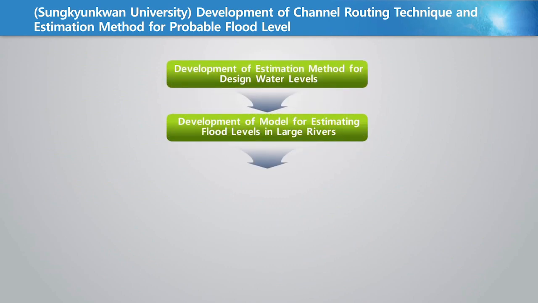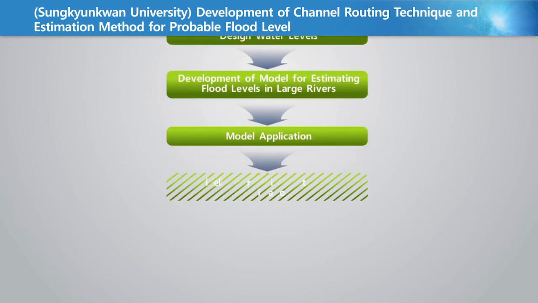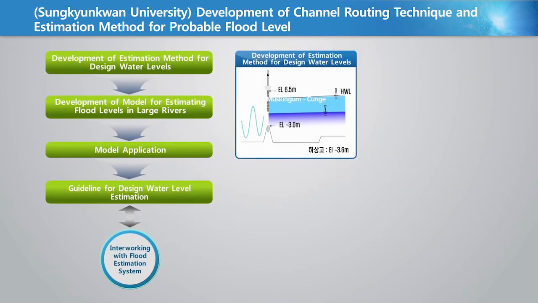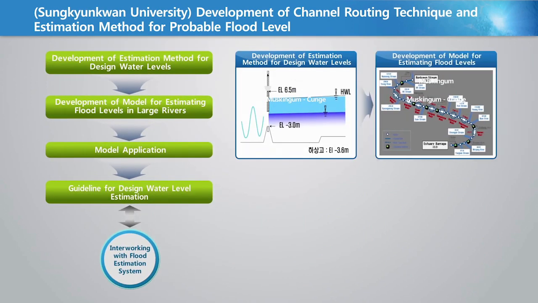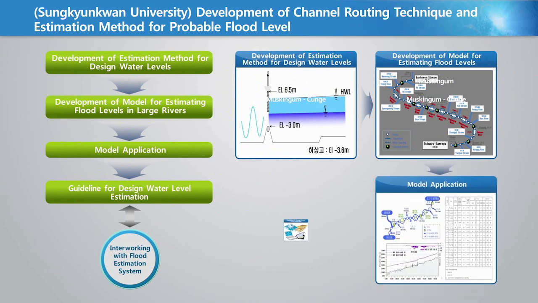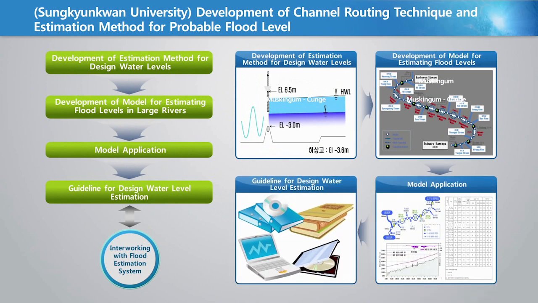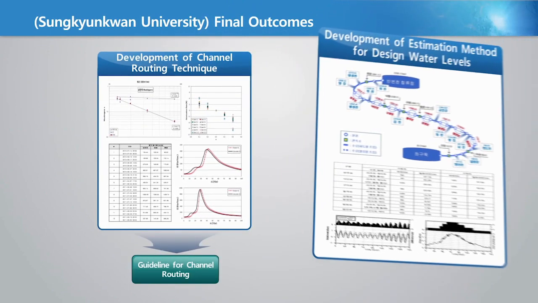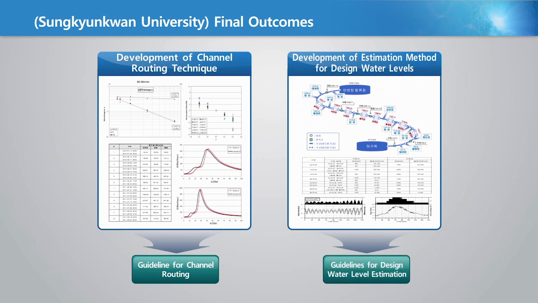Another one is about developing estimation method for design water levels in tidal river reach. In this study, a method considering variation of tidal water levels, flood discharge, and gate operation of weirs and estuary barrage is developed. The final objective of the research is to provide a guideline for channel routing and that for estimation of design water levels in tidal rivers.